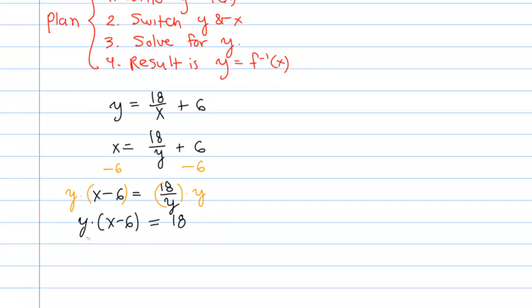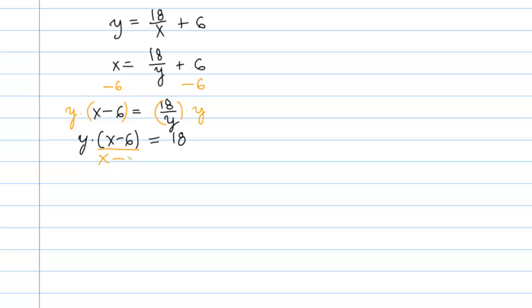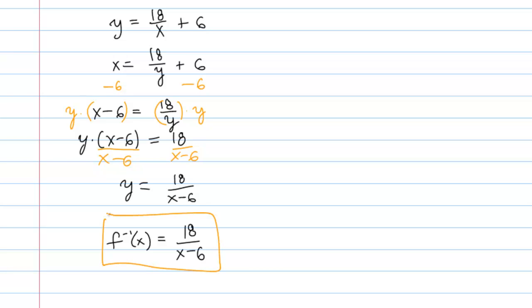Now that I've isolated the y on the left-hand side, I just need to get rid of this factor of x minus 6. So I'll divide both sides by x minus 6 to get y equals 18 over x minus 6. And since we've solved the equation for y, that tells me that the right-hand side is the formula for the inverse function. So f inverse of x is equal to 18 over x minus 6. And so that would be our answer.